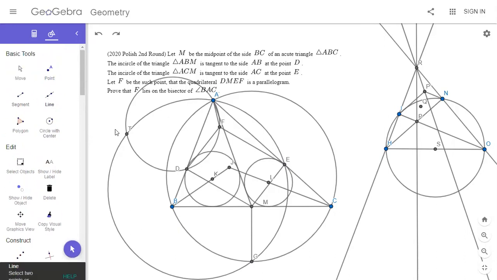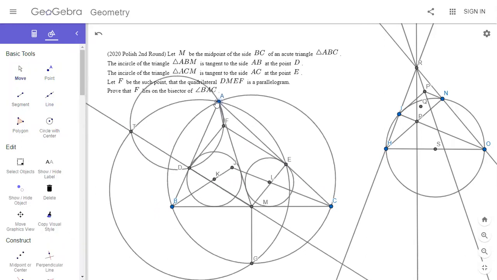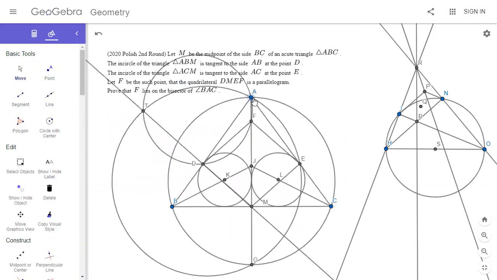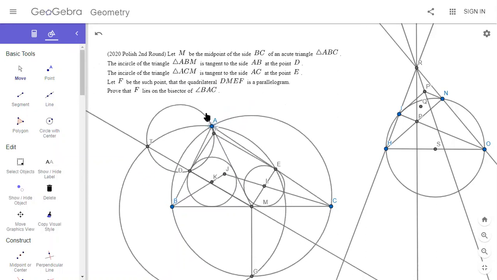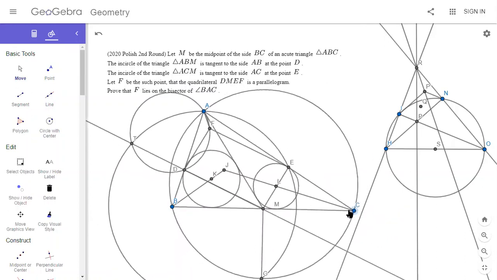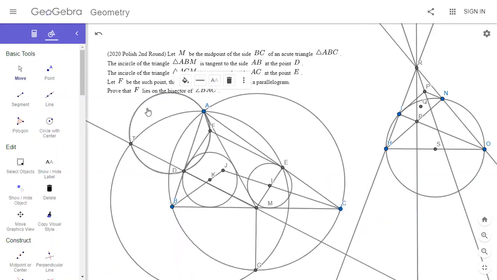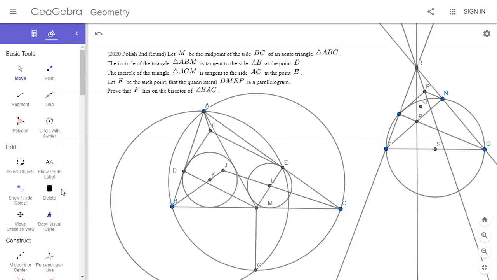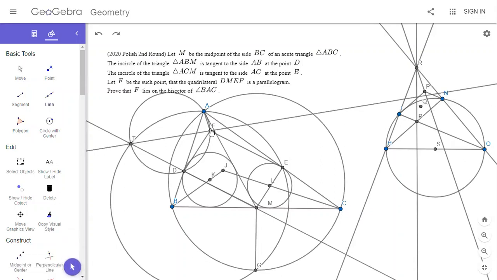Okay, so are T, D, and M collinear? That looks like it might be true. You think T, D, and M are collinear? I think so. It looks like that, yes. All right. And then let me draw TF.